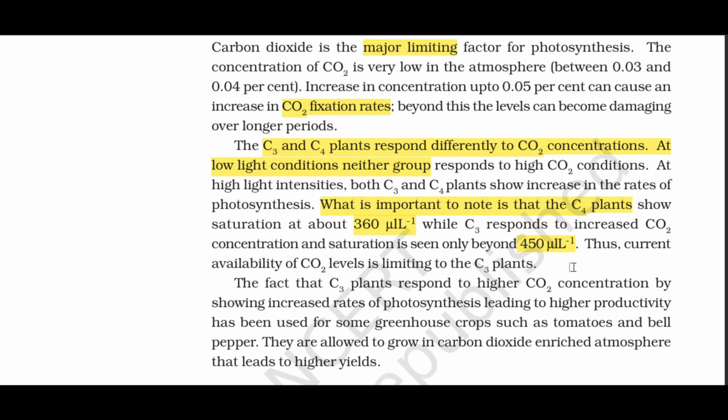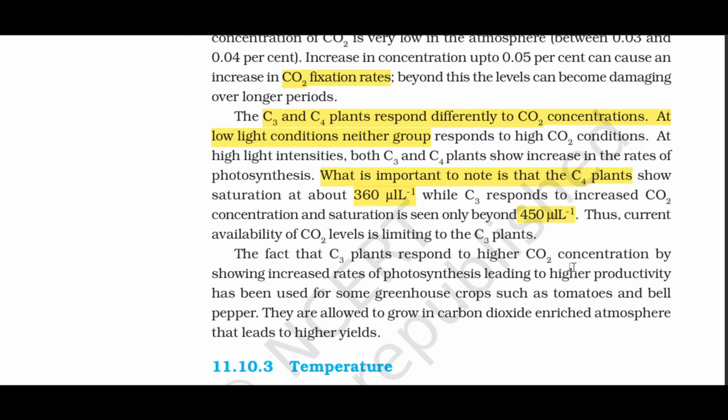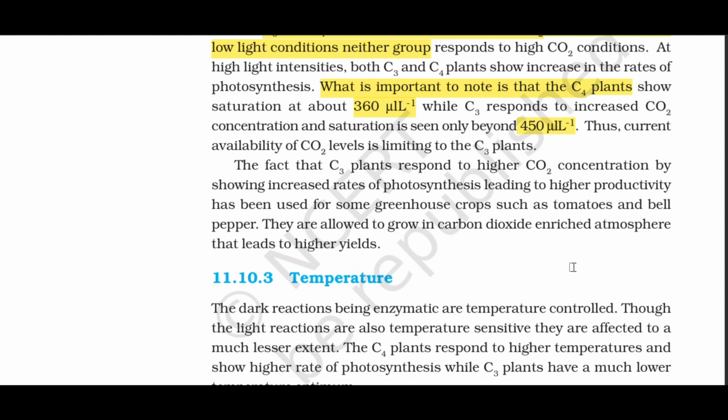The fact that C3 plants respond to higher CO2 concentration by showing increased rates of photosynthesis leading to higher productivity has been used for some greenhouse crops such as tomatoes and bell pepper. They are allowed to grow in carbon dioxide-enriched atmosphere that leads to higher yields.